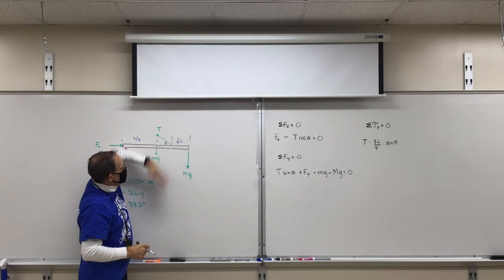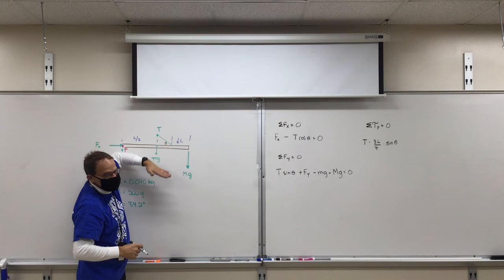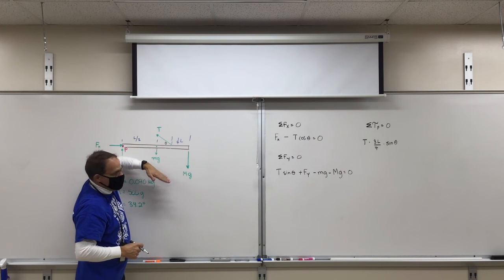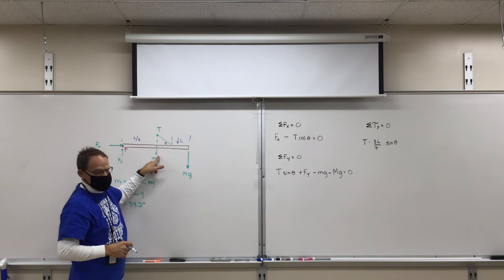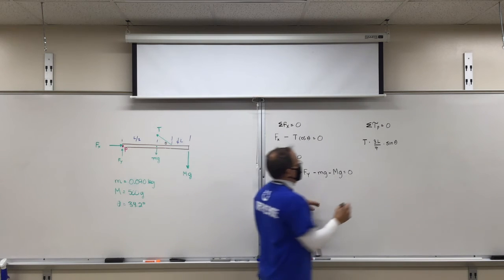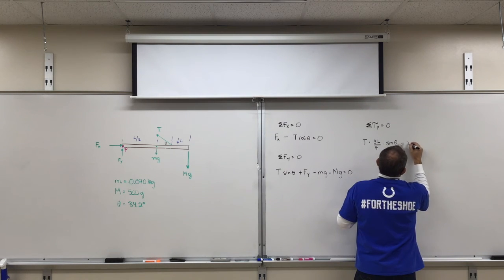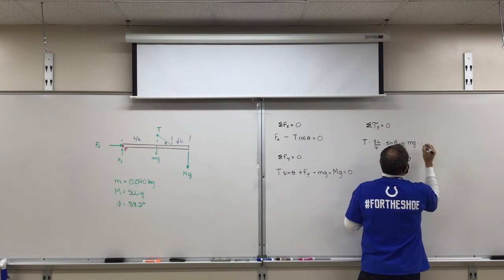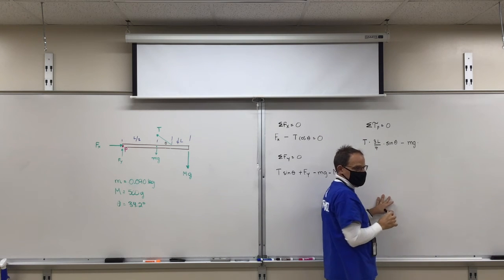What is tending to rotate it in the other direction to counteract that? Masses. These two guys, right? So we're going to have a minus mg. How far from the pivot does that act?